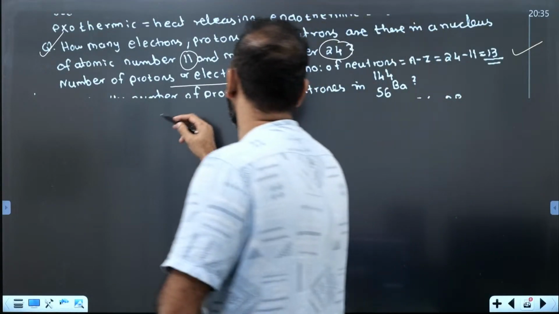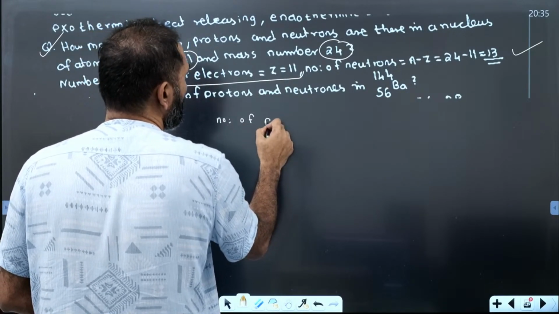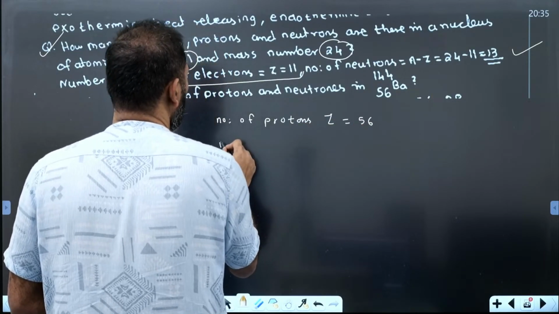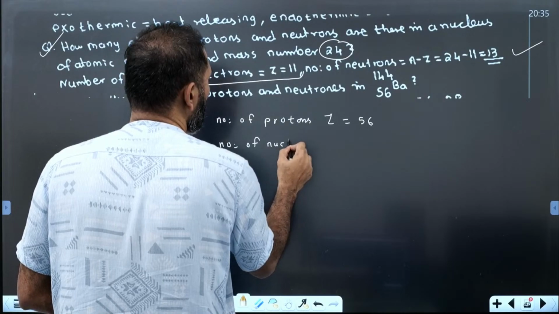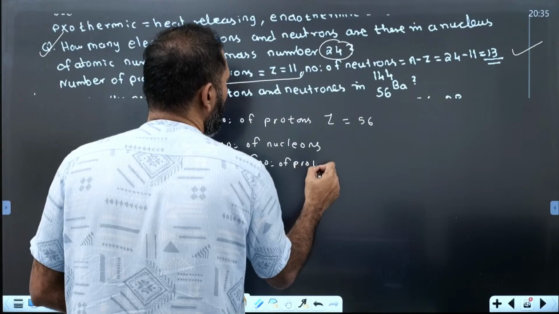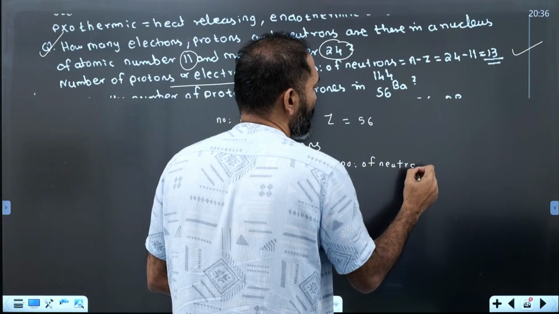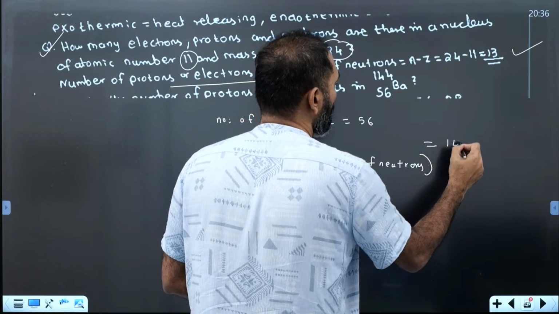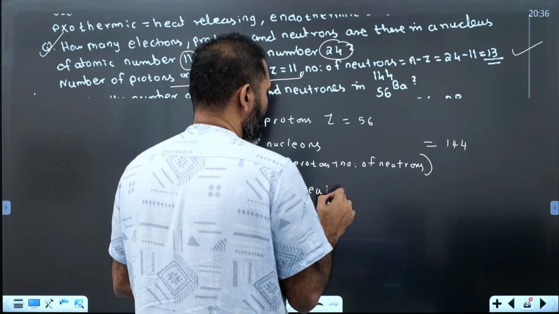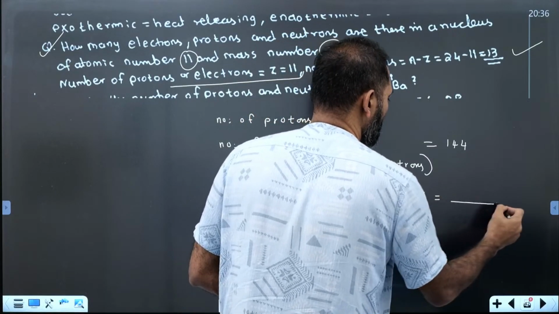Next, how many protons and neutrons are there in 56Ba? The number of protons is the atomic number, Z equal to 56. The number of nucleons is the number of protons plus the number of neutrons, which is equal to 144. So the number of neutrons is equal to 144 minus 56. You can type your answer.